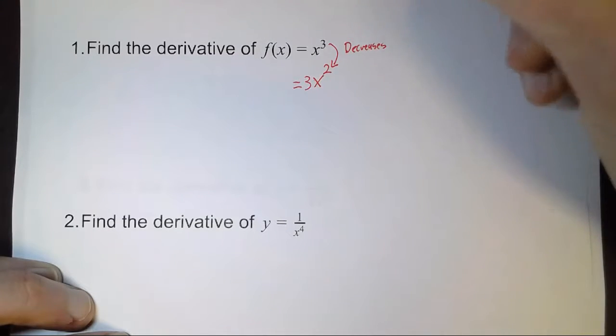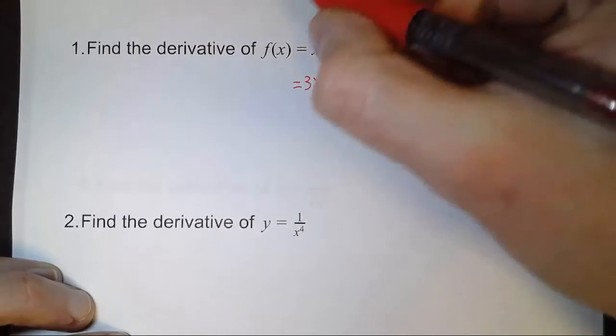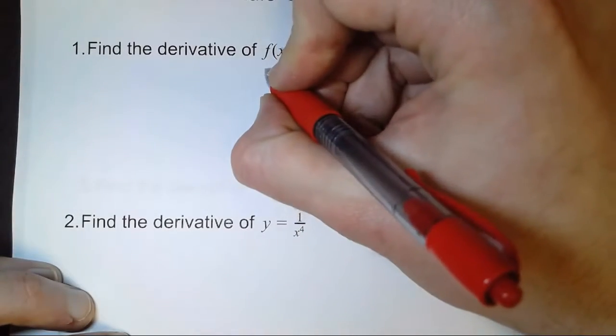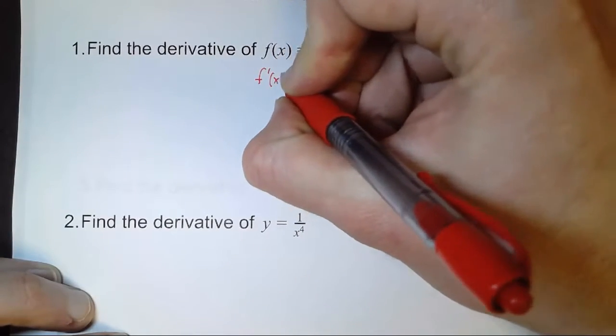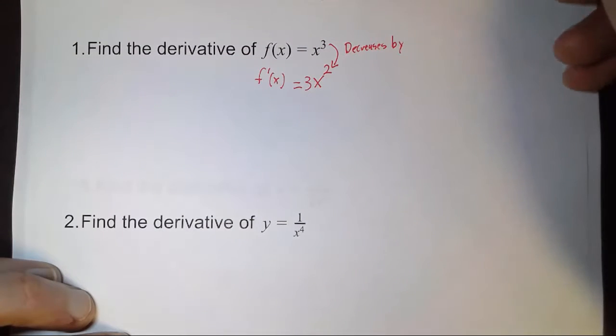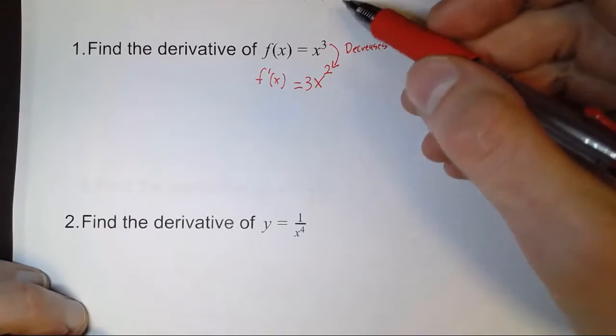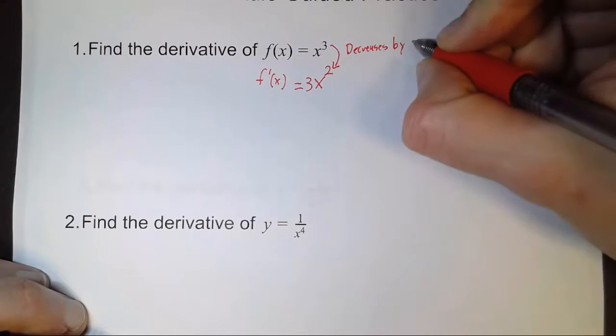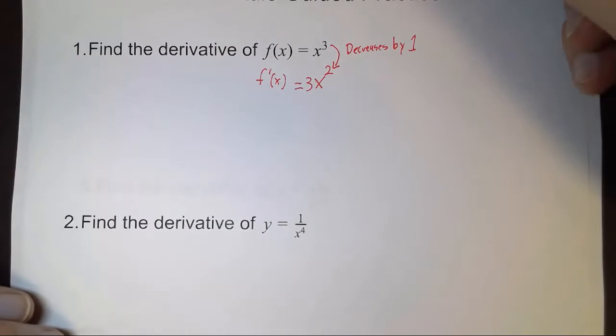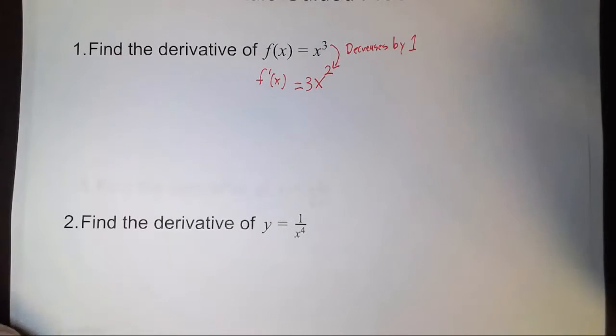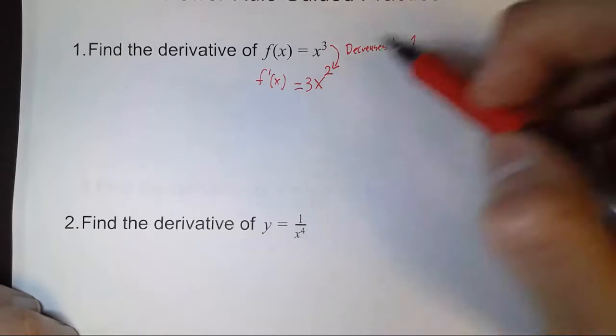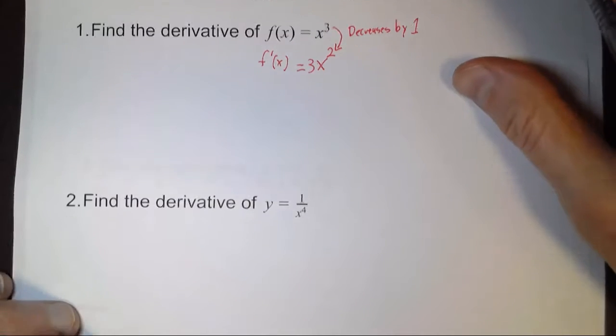Now the way we write a derivative is we write it f prime of x when we're using function notation. Now there's going to be another notation that we will also use later on. But when we have functions, we use f prime to denote that this is our derivative.